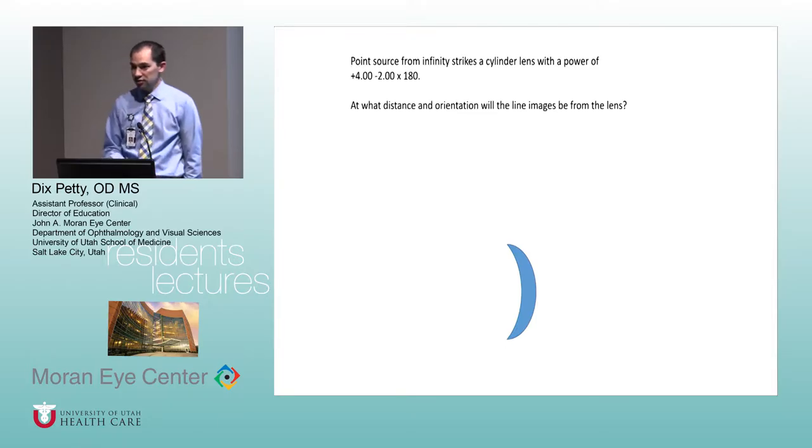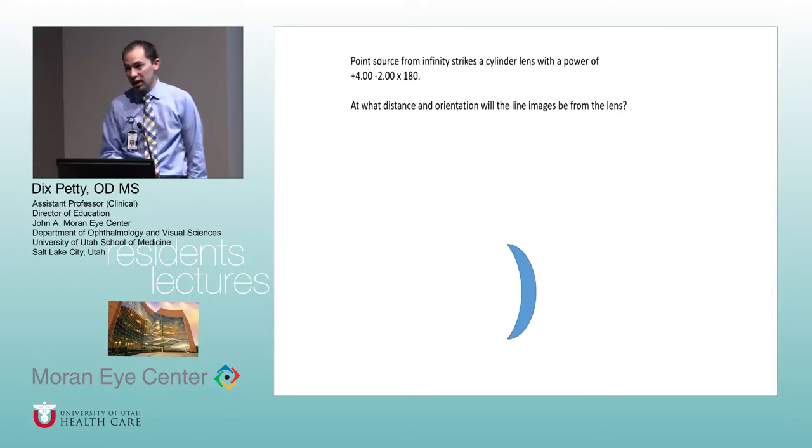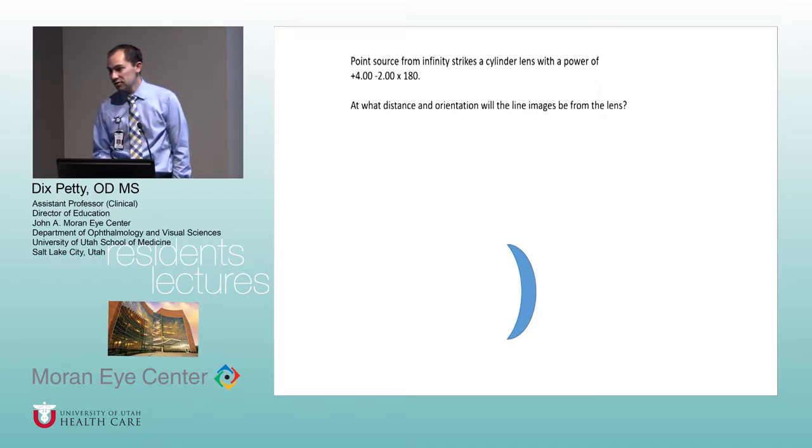Okay, so here's one of our practice quiz questions to work on. So a point source from infinity strikes a cylinder lens with this power. And it's in minus cylinder form here. I know, I apologize. At what distance and orientation will the images be from the lens? So start out by doing a power cross based on what we learned on the last one. And then this is just the lens. We're not necessarily worried about the eye here.